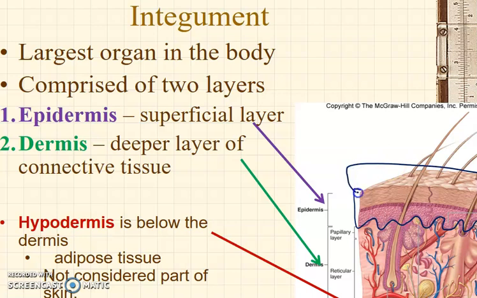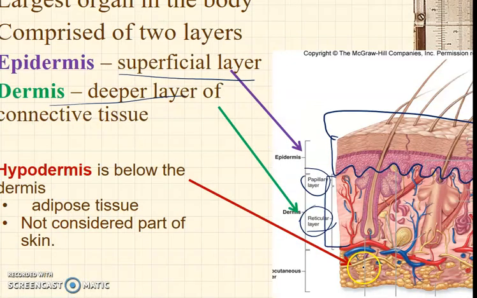It's falling off all the time. It's making all the dust in your house. It's superficial. The dermis is deeper, and it is made up of areolar connective tissue up here, dense irregular connective tissue down here. The hypodermis is below, and it is subcutaneous fat.